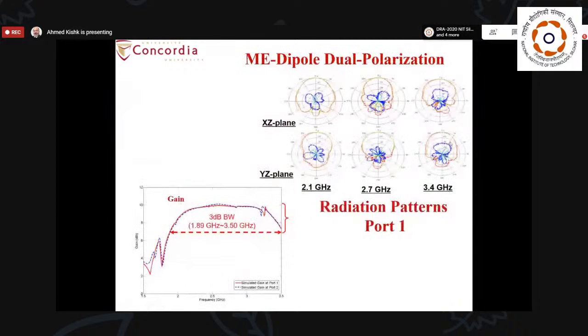Another, and these are samples of the radiation pattern and the gain of this antenna. So here this antenna achieved about 10 dB maximum gain with this 3 dB bandwidth.